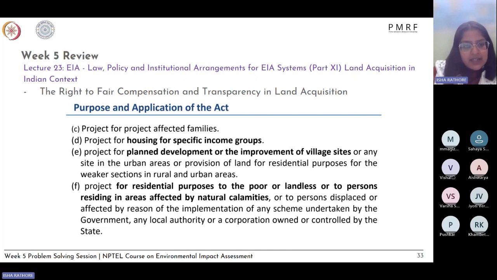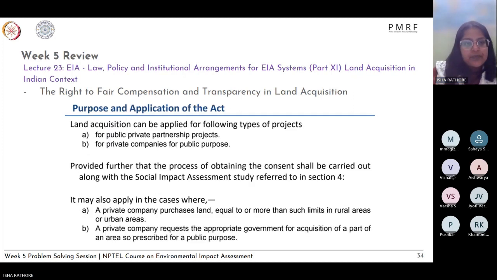You can also acquire land for projects for residential purposes to the poor or landless, or to persons residing in areas who are affected by natural calamities, or to persons displaced or affected by reason of implementation of any scheme undertaken by the government, any local authority or the corporation which is owned or controlled by the government. So these are the cases in which land acquisition can happen.